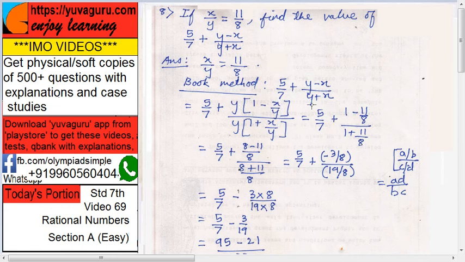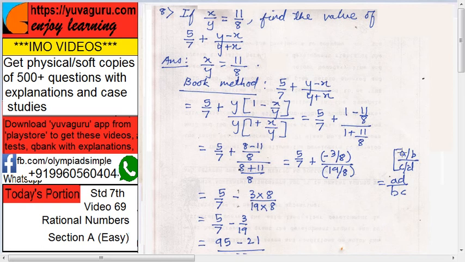5 upon 7 as it is now. Solve this: 8 ones are 8, and minus 11, so 8 minus 11 upon 8. Similarly 8 plus 11 upon 8. Solve this again: 5 upon 7 plus minus 3 upon 8 upon 19 upon 8. 8 gets cancelled.